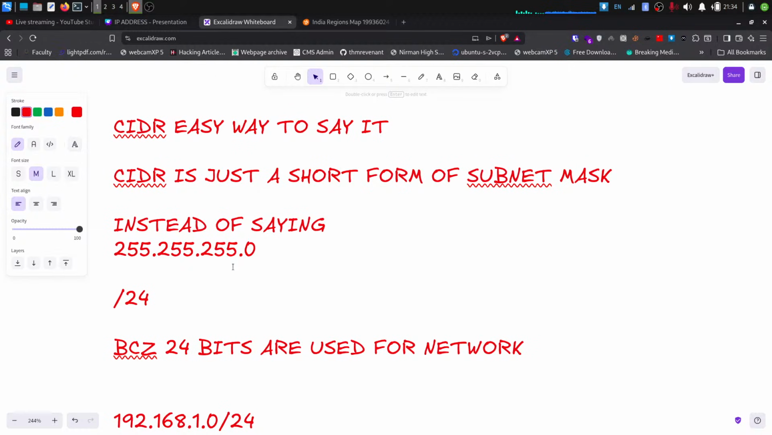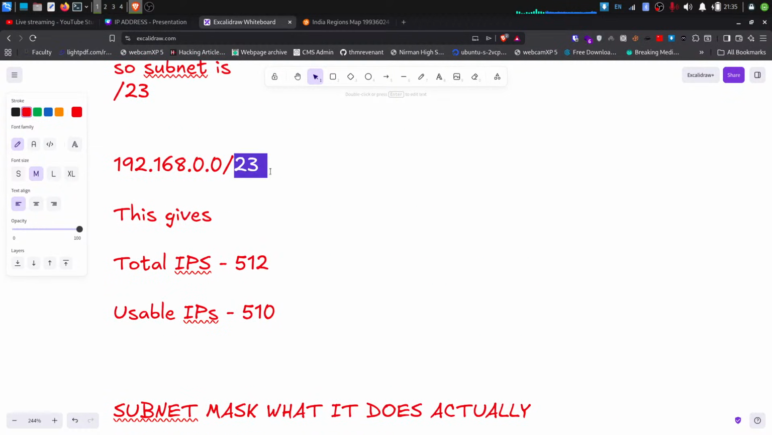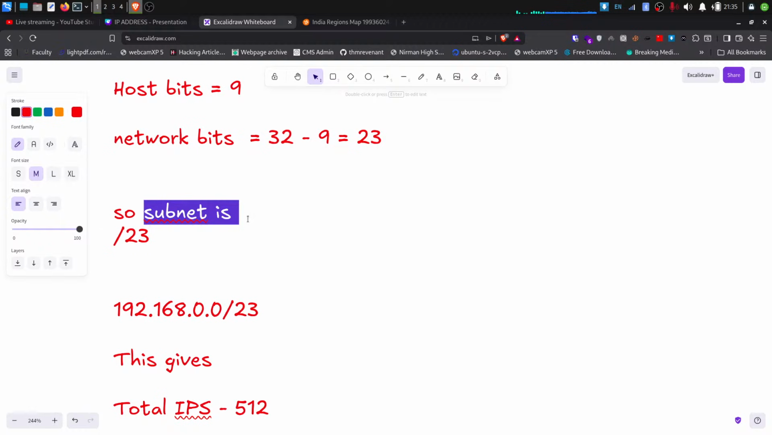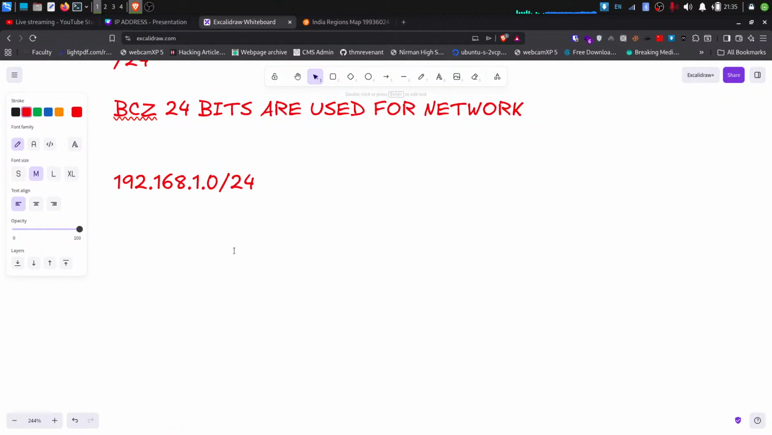So you just don't have to tell this thing again and again, and this is like slash 24, 25, 26. So we are already done with this calculation. How we got 23, 24, 25. How we found subnet. Right. So it was that simple.